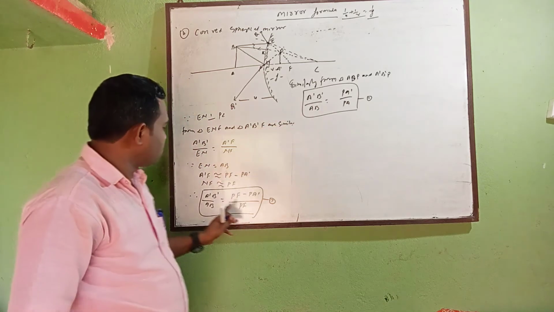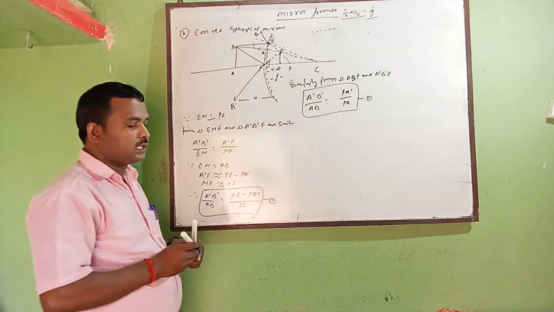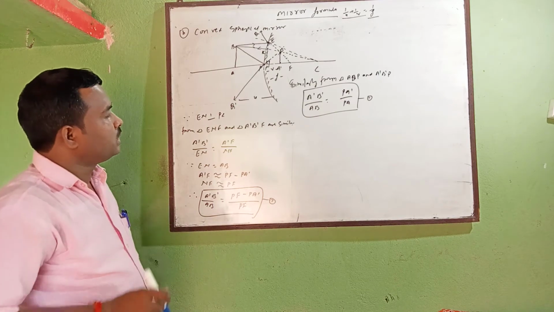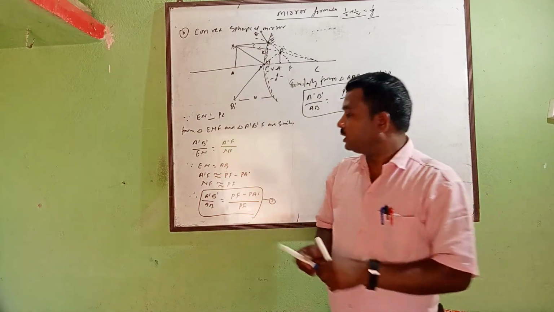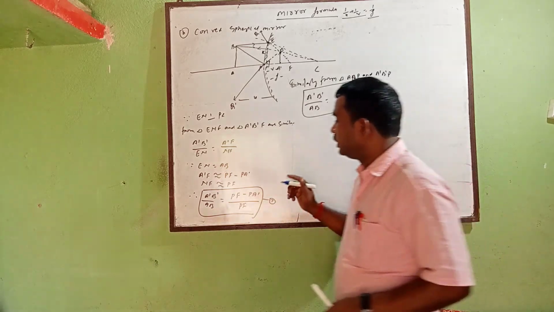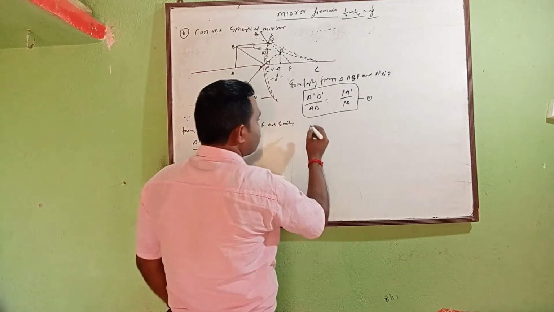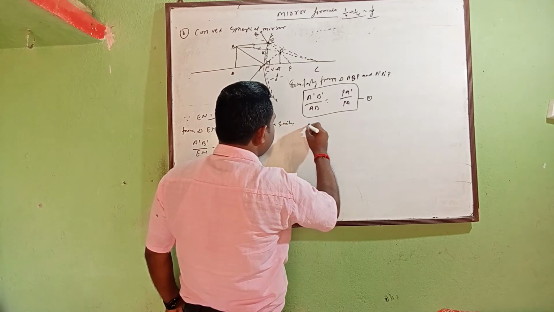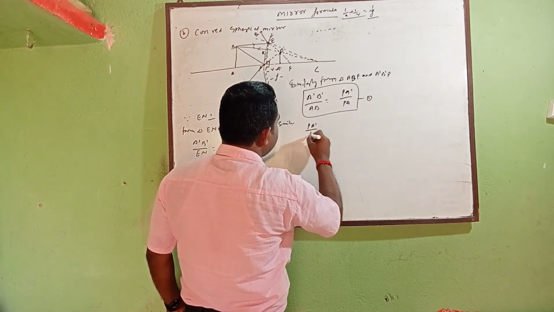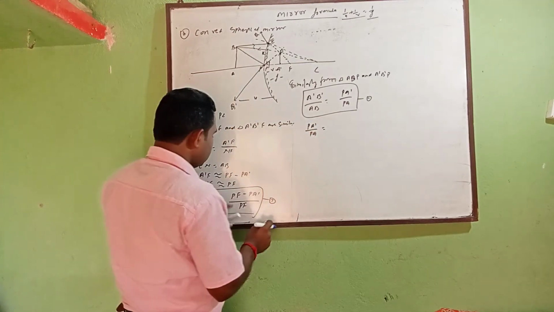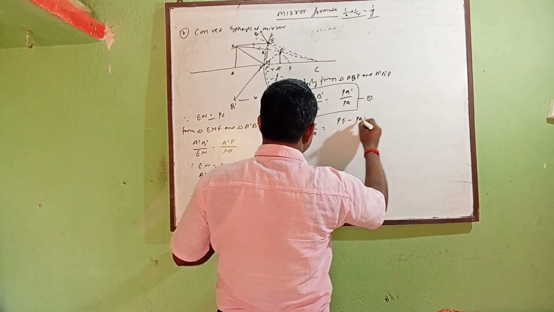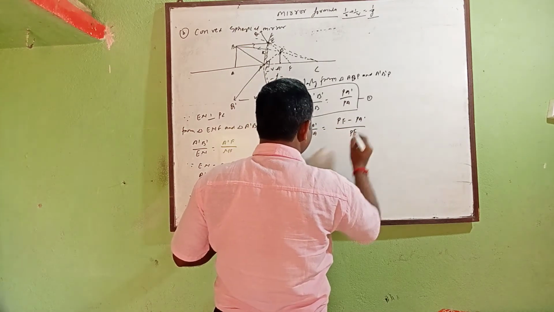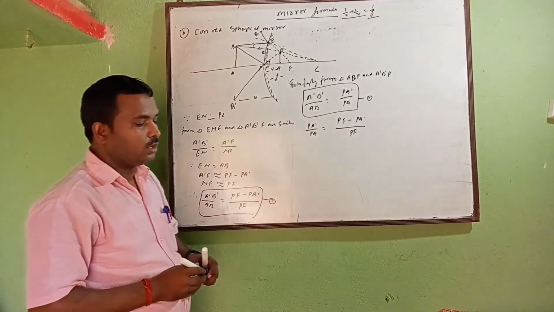In both equations you can see that the LHS part is equal. If the LHS part is equal, then the right sides of both the equations will be equal. So you can write here PA dash by PA equal to PF minus PA dash divided by PF. Can we write? Okay, very good.